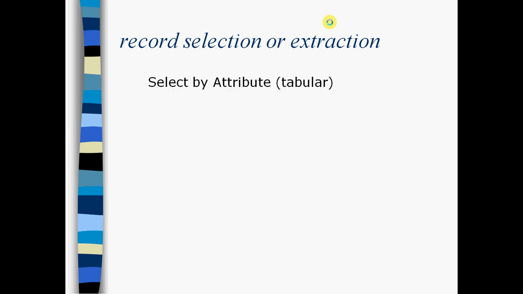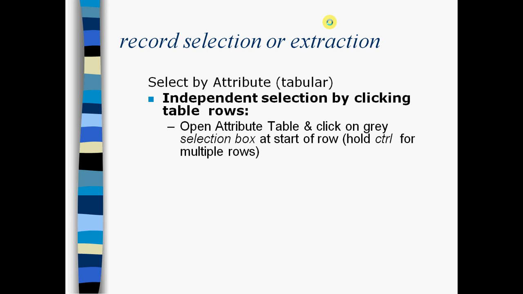The most commonly used method to create a selection set is to use select by attribute. This can be done either using a dialog box or manually. Each of these operations that I'm discussing at this moment, I will show you in a demonstration video separate from this one. But it is possible to go into an attribute table and just select rows, similarly to how you would select a bunch of rows inside of an Excel spreadsheet.